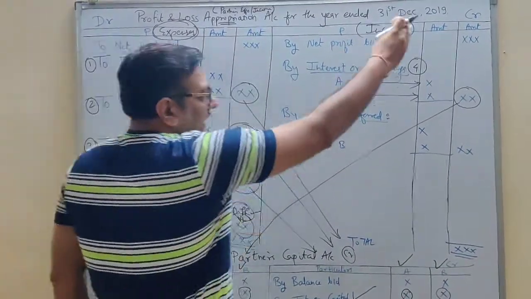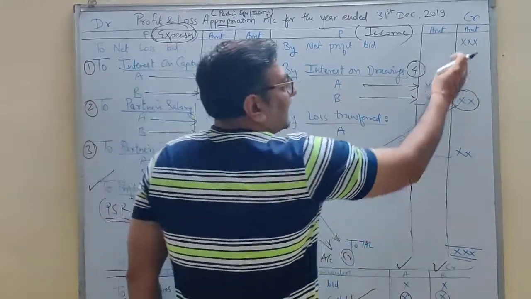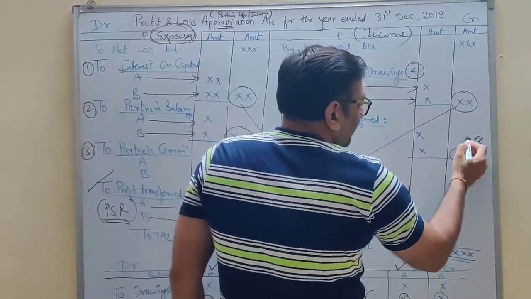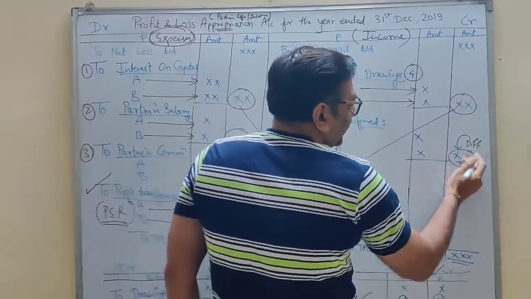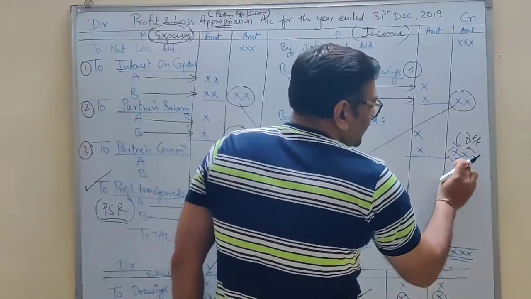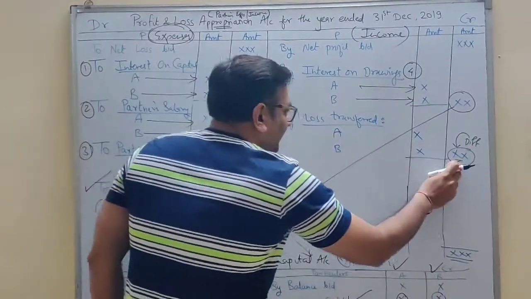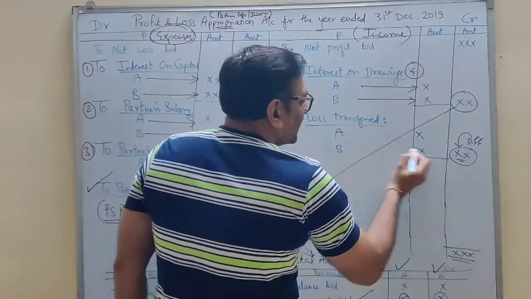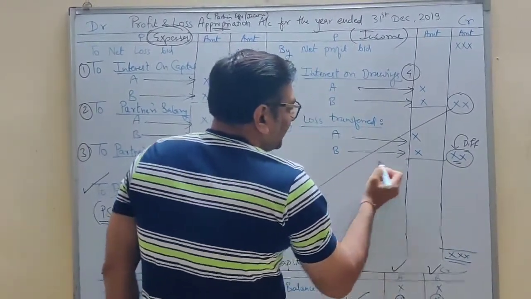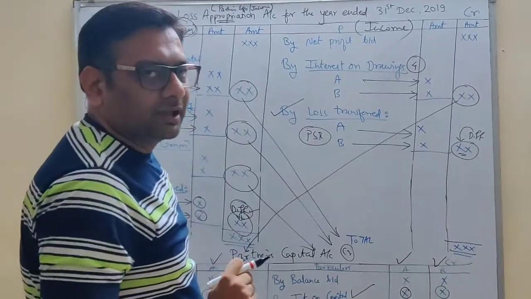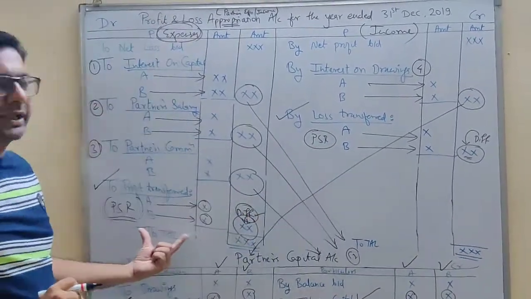Likewise, when you do totaling, it may be possible that your credit side total is less. So the difference will be on the credit side. If your credit side total is less, your difference is this. And if it is on the credit side, you will write by loss transferred. Again, this amount you have to divide among A and B in their profit sharing ratio. Understood? This is how you will do the totaling.